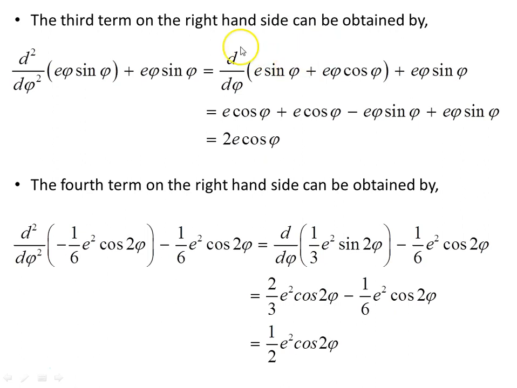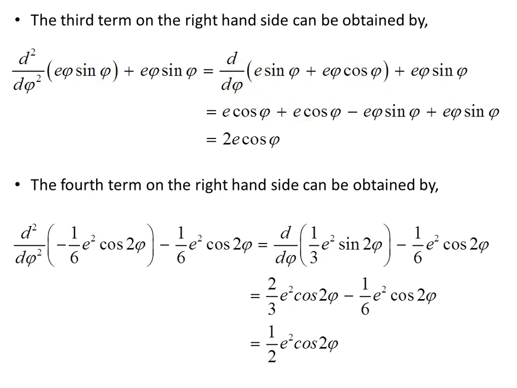Alright, well, if we look at the third term on the right-hand side, it can be obtained by noticing the 2e cos phi was the third term. If we take the second derivative with respect to phi, the ordinary derivative, of e, the constant eccentricity, times this angular variable phi, sine phi, plus e phi sine phi, and differentiate this, we get e sine phi plus e phi cos phi plus e phi sine phi.